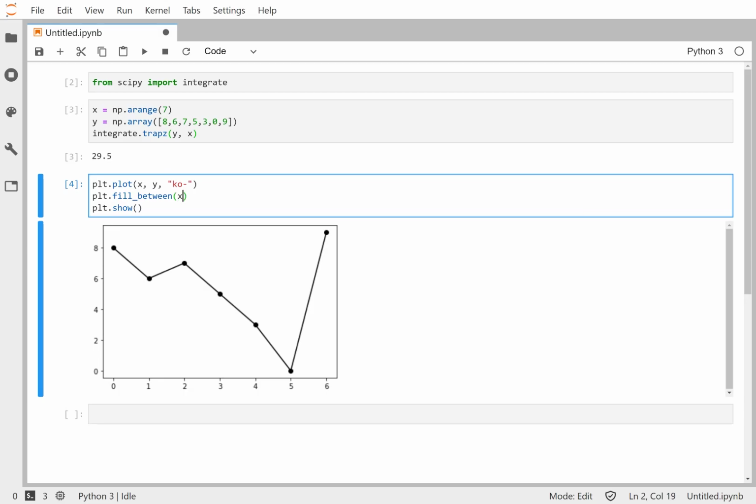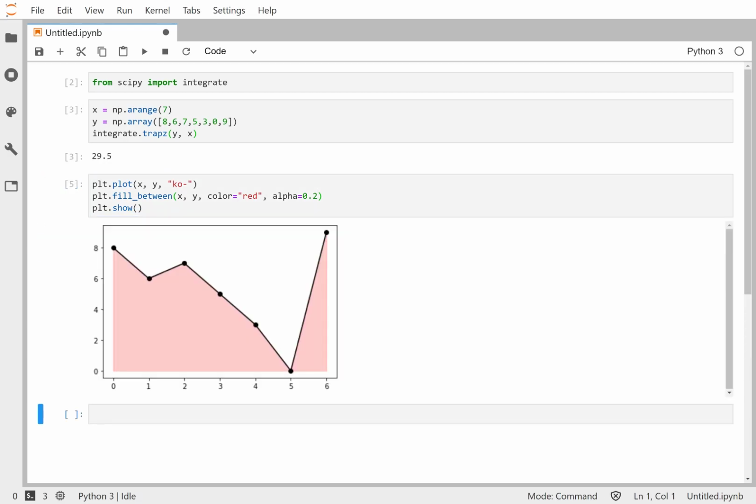So fill_between here, x and y. We can also use the standard commands like color, so let's make it red. And let's do something that's not solid. I don't know if we've used this one before, but let's use the alpha command, which represents how solid the color is. So we'll do 0.2, representing it's only 20% opaque, so 80% transparent. If we run that command, we get this nice shading under there.